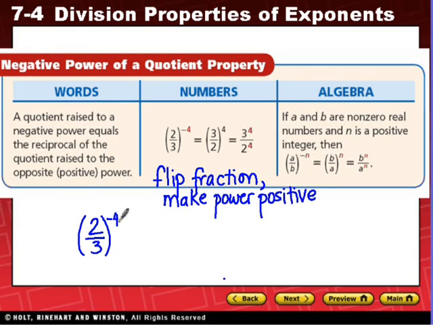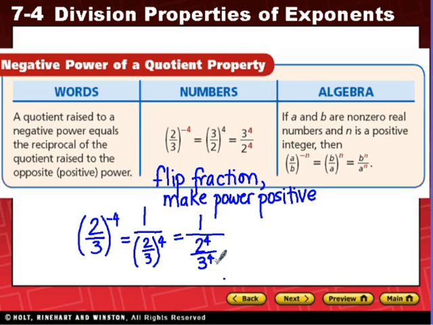So what this really means is that I have 1 over 2/3 to the positive 4th power, right, which is called a complex fraction. So I'm going to deal with the bottom part first, and I'm going to raise each of those to the 4th power. So I end up with 2 to the 4th power over 3 to the 4th power.